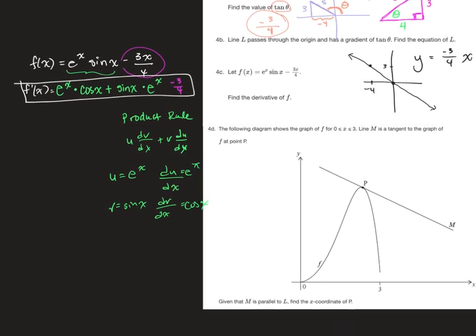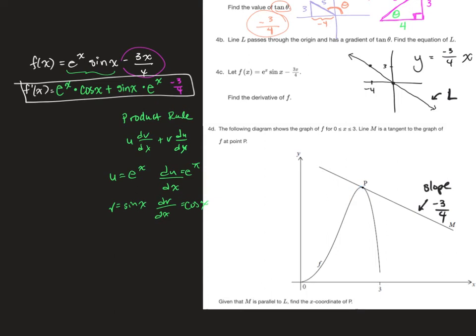Then it says the following diagram shows the graph of f for 0 less than x less than 3. So it's just showing us that section. M is tangent to the graph of f at point P, so that's the tangent line right there. Given that M is parallel to L, find the x-coordinate of P. That means that this line over here, which was our line L, has a slope of -3/4. This one also has a slope of negative 3/4, thus they are parallel. So we want to find the x-coordinate of that.